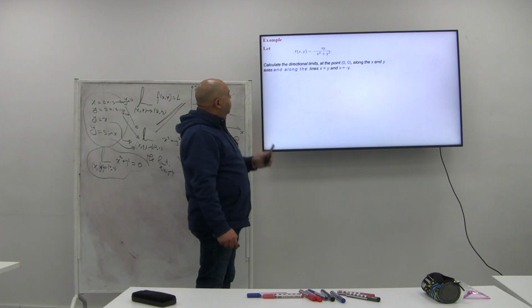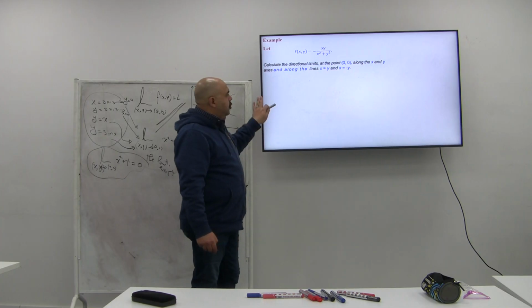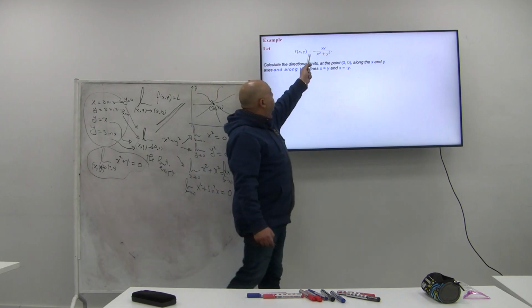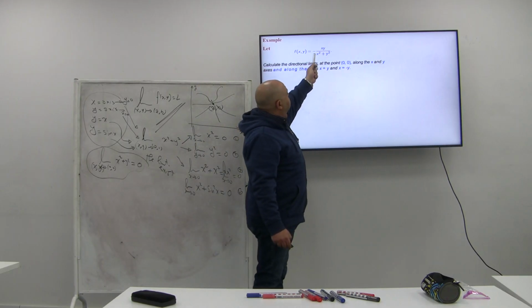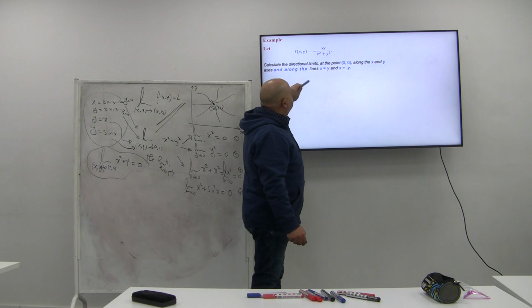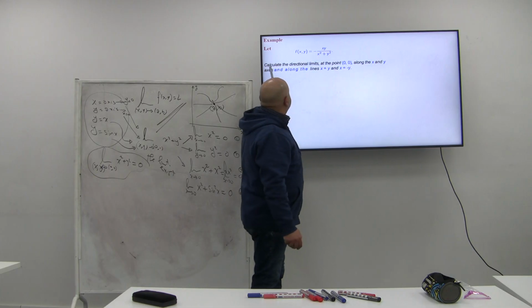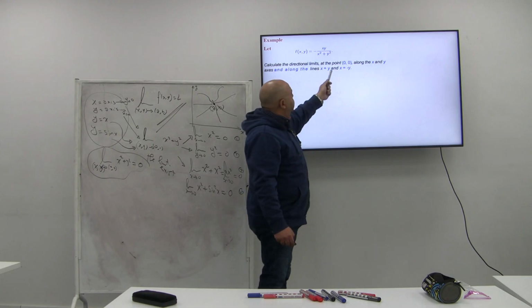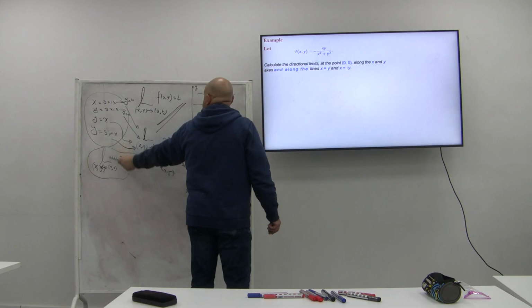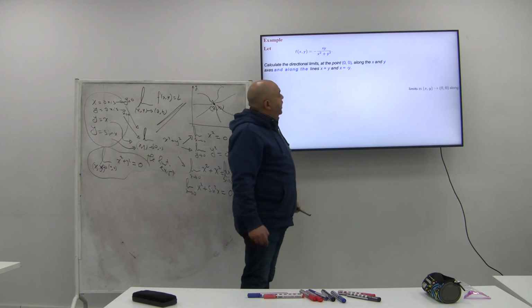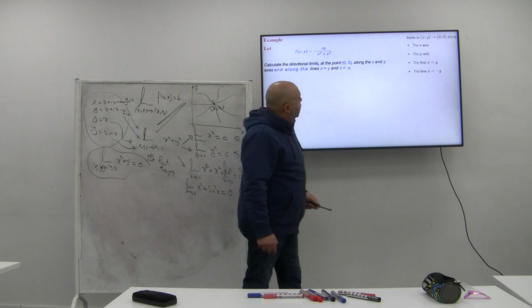Okay. Here, for example, and that's a normal example. It's not about the parametric, but just investigating one small problem, xy divided by x squared plus y squared, through various curves. Here, calculate the directional limits at the point (0, 0), along the x-axis, the y-axis, and along the lines y equals x and y equals negative x, as we did on the previous problem, but we will do the same with this problem, as you can see.